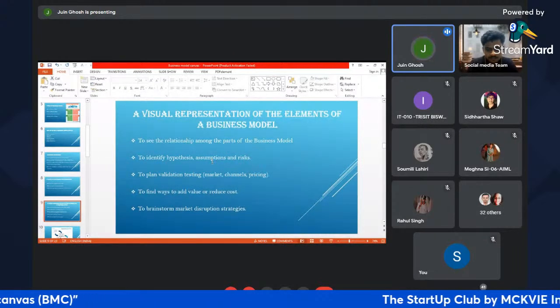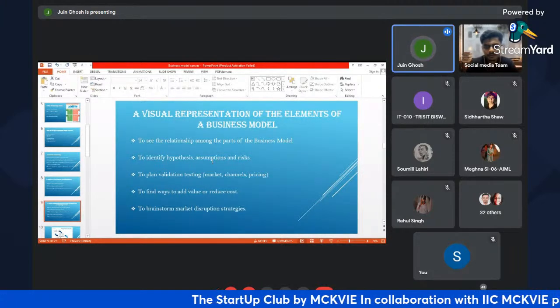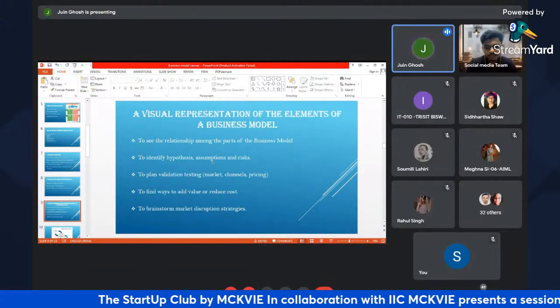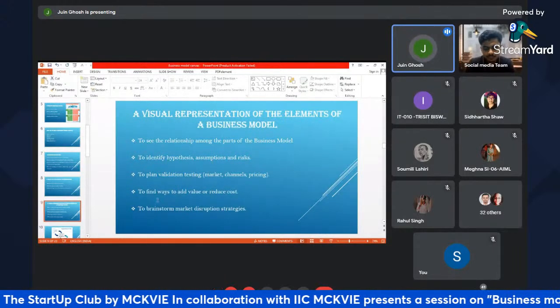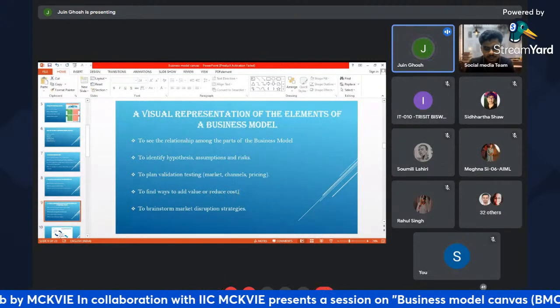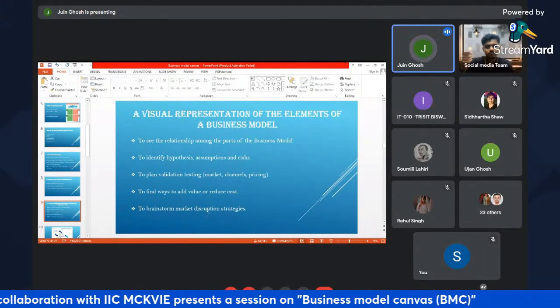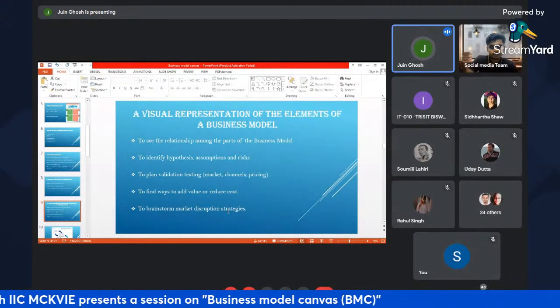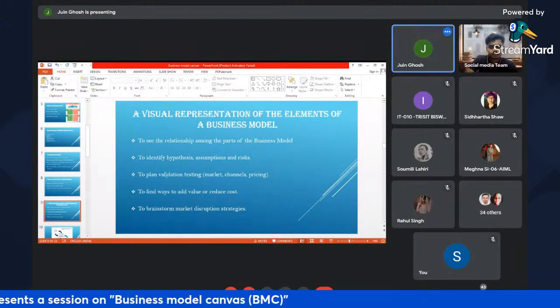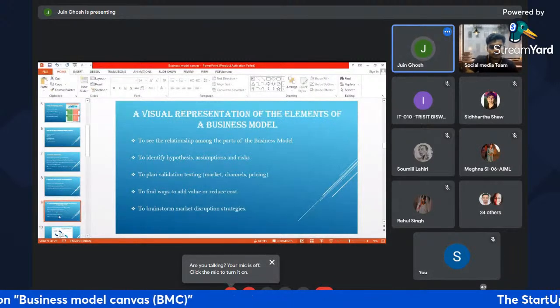extra money that the customer is paying to you compared to your competitors, and to find ways to add value or reduce cost, to brainstorm the market disruption strategies. These are the main elements of the business model.